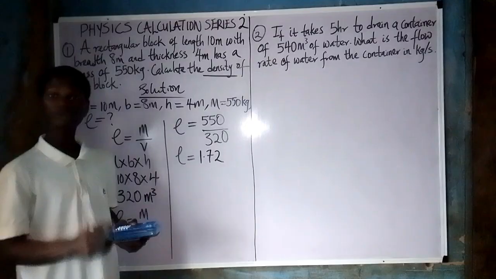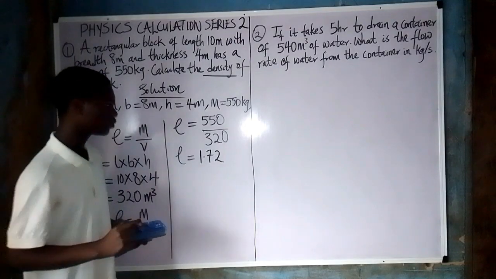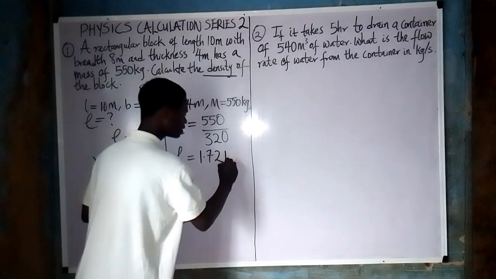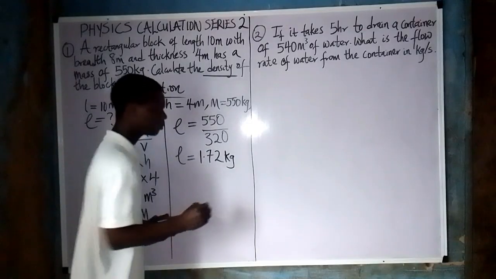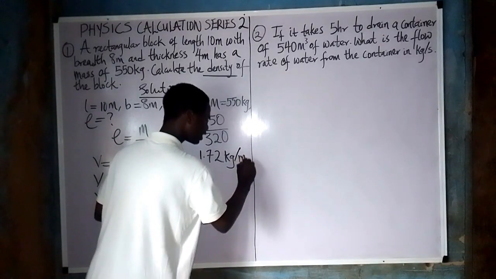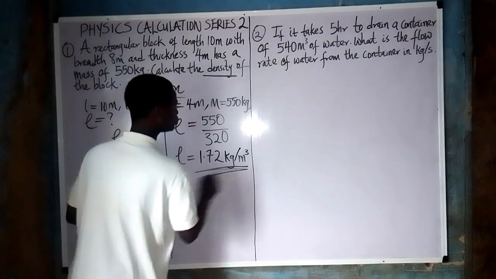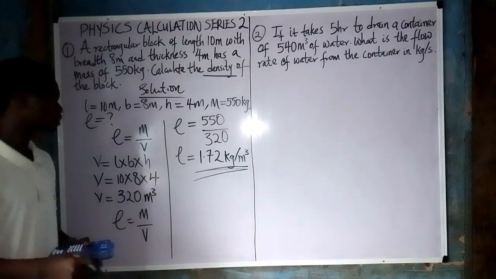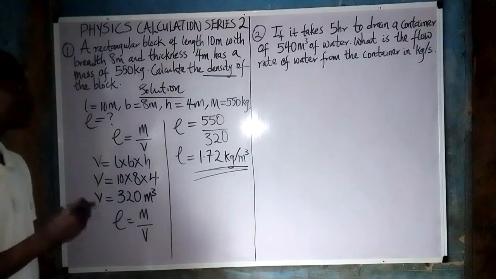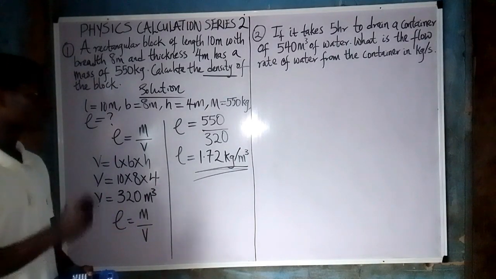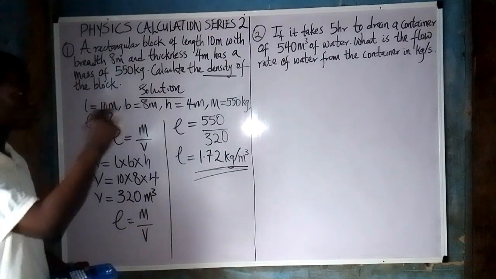No. There should be a unit for density. What is the unit for density? The unit for density is kilogram per meter cube. And this will be the answer to this very question. So you can go through it again and make sure you understand how it was solved. So without wasting time, guys, let's get to number 2.